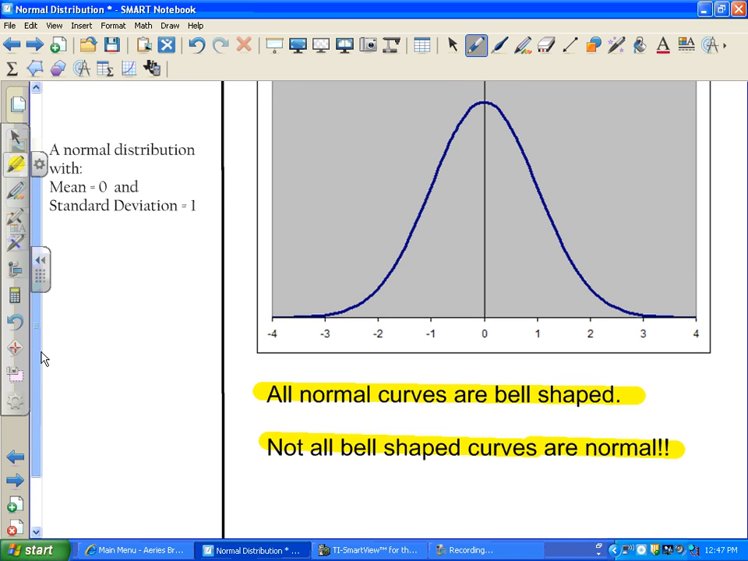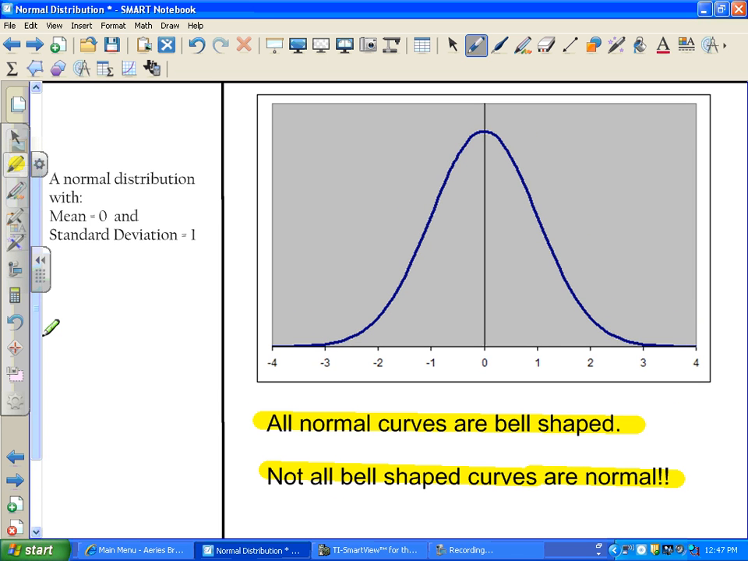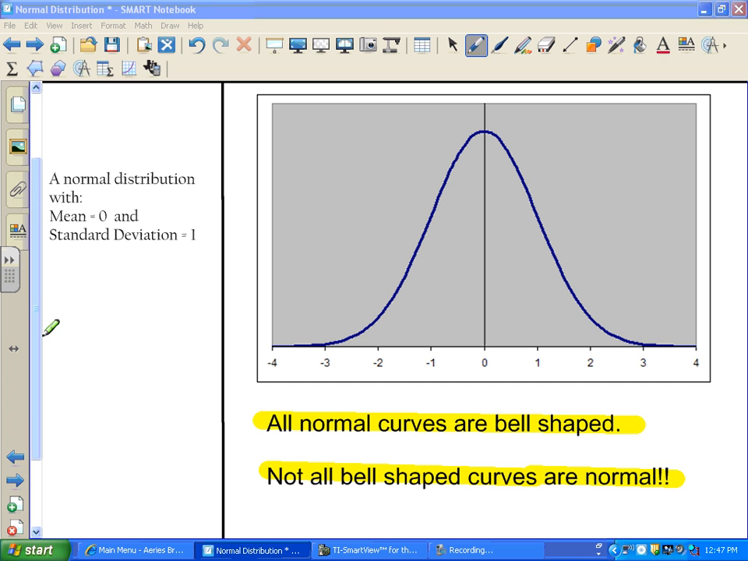So it's like the whole thing where a square is a rectangle. Yes. A rectangle is a square. Yes, perfect. All squares are rectangles, not all rectangles are squares. Kind of same thing here. All normal curves are bell-shaped, but not all bell-shaped curves are normal. Good analogy. I haven't heard that. Makes a lot of sense.